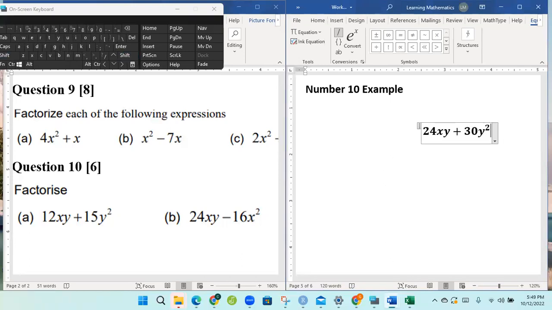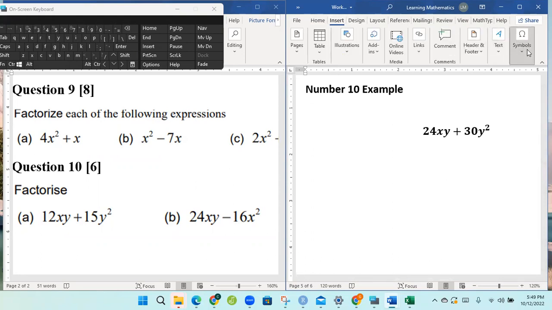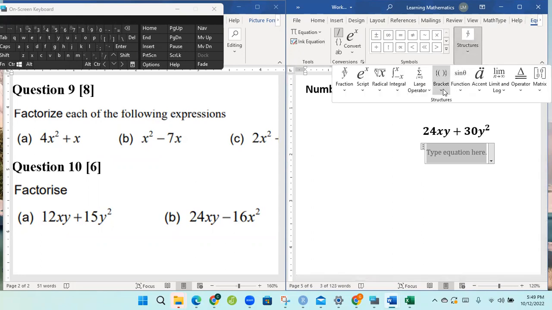Now we have to factorize this. So therefore, our final answer must have brackets. Must have brackets for the final answer. Once you factorize, you must have brackets in the final answer.